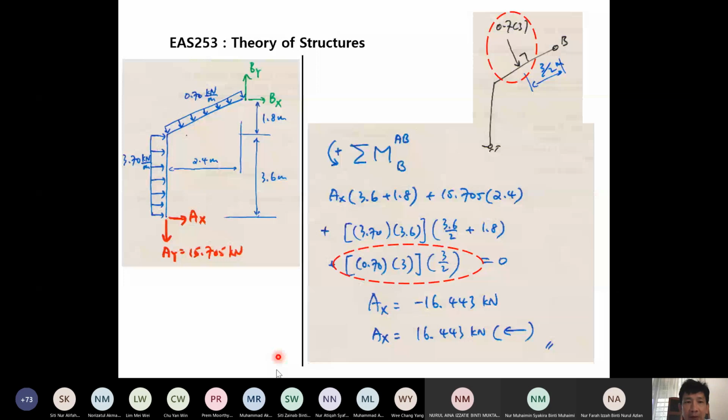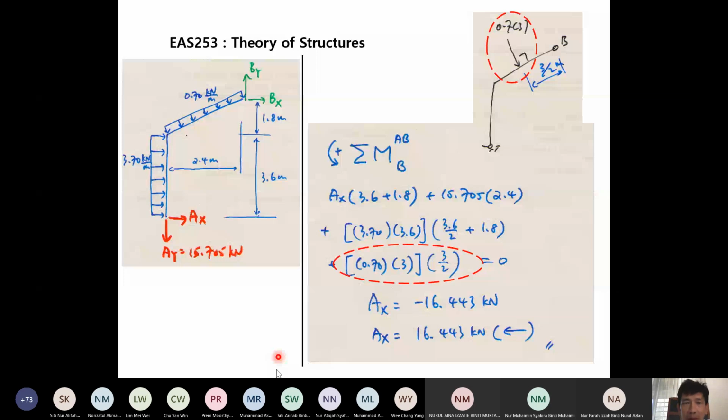And now I'm sharing the screen back with you. I hope you can see the screen. Now, we have solved for AY, and we have solved for AX with the directions. So AY is acting down, AX is acting to the left. So we are left with CY and CX.